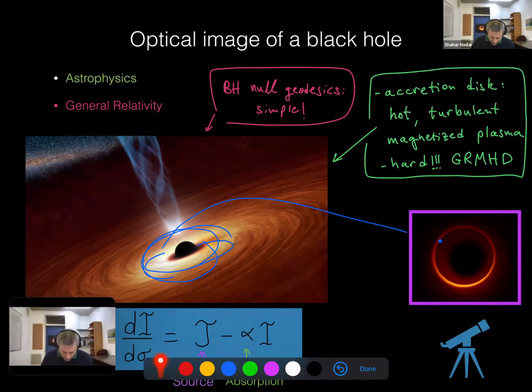Mathematically, it amounts to solving this radiative transfer equation, which we need to integrate with respect to sigma, the affine parameter along the null ray, the emissivity that is intersected by this light ray. We can also take into account the absorption, which today we will not. We'll put this alpha here to 0 and just integrate the total emissivity that the null ray intersects as it goes around the black hole.